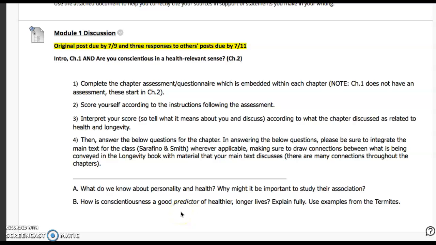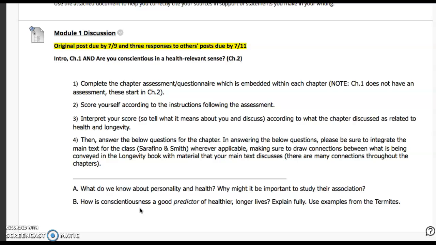questions. This week the questions are: what do we know about personality and health? Why might it be important to study the association between personality and health? And how is conscientiousness, a Big 5 personality trait, a good predictor of healthier, longer lives? You're going to discover that if you're a conscientious person, you live a healthier, longer life. Well, why? What did they have to say about that in the longevity book? Please explain it fully and use examples.